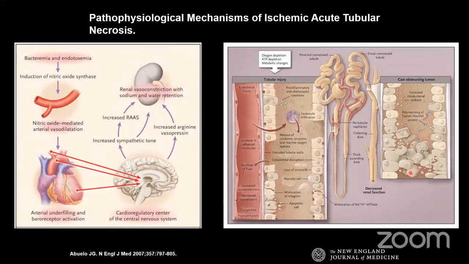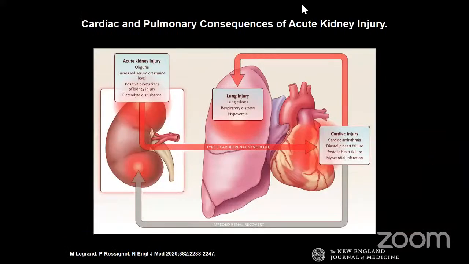Okay, so let's move to the next one. So remember, if the kidney is injured, sometimes you inadvertently end up having other consequences, yeah? So cardiac and pulmonary consequences of acute kidney injury. So remember this, the organs are in the same inflammatory or pro-inflammatory milieu, and they're communicating with each other. So it's not like one organ is alone and the other is fine. No, they're communicating. So if you have acute kidney injury, with oliguria, increased serum creatinine, positive biomarkers of kidney injury, and electrolyte disturbances, you can have a type 3 cardiorenal syndrome.